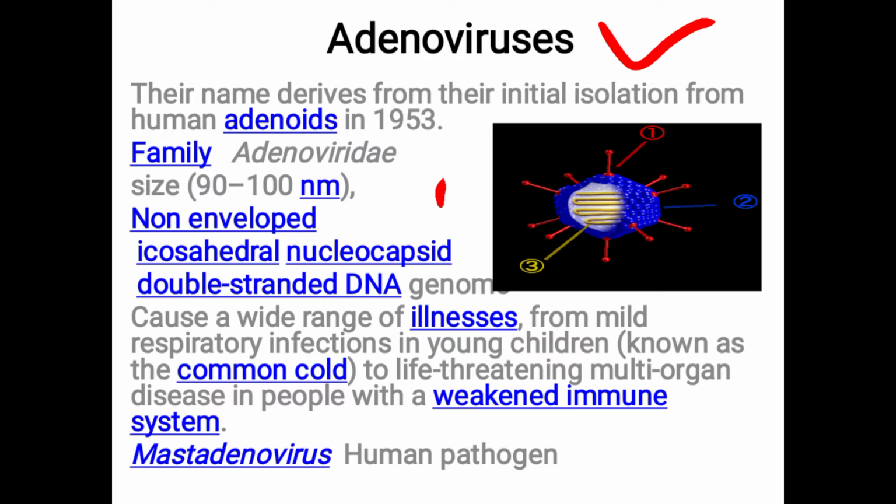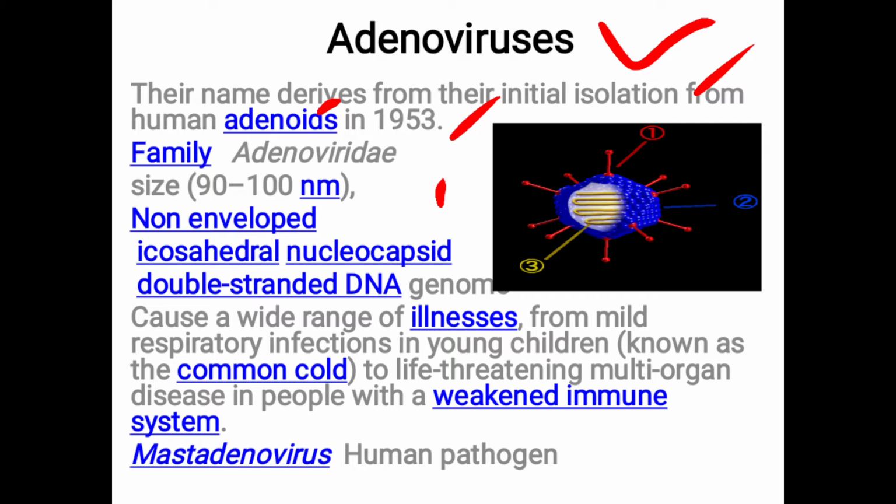Actually, their name derives from their initial isolation from human adenoids in 1953. Why are adenoviruses called adenoviruses? Because first of all, these viruses were isolated from the adenoids. Adenoids are actually present in humans. Usually in adults they are converted to tonsils. The first virus derived from adenoids, so these viruses are known as adenoviruses.